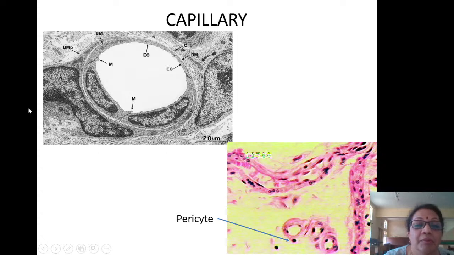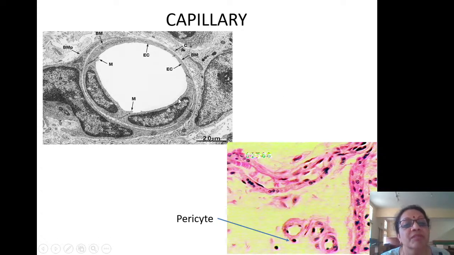This is a very high power. 2 microns. This much is 2 microns, so this much is 1 micron. Really high magnification to show you what a capillary cut section looks like. And you will see it like this in a specimen stained with H and E.